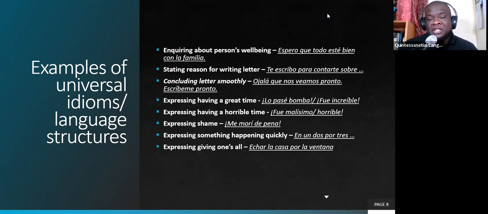You should always, in your introductory paragraph, state the reason for writing your letter. Te escribo para contarte sobre. Te escribo para contarte de. I'm writing to tell you about. These are things that always need to be included in your letter. And these phrases can always be included, no matter the topic that you are writing on. So there's a formula, guys. There's a formula to getting the most amount of marks possible, right? I will explain what that formula is when I go through all the phrases.